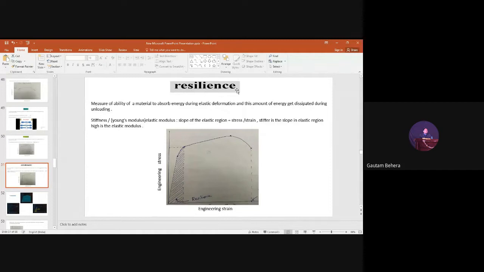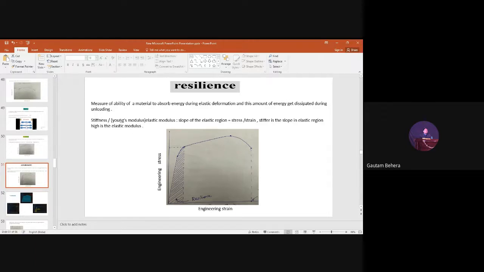Similarly, another important property is resilience. Resilience is the area under this curve. This is your yield strength or yield point, right? From here, this area is called resilience, the measure of the ability of a material to absorb energy during elastic deformation, right? And this amount of energy gets dissipated during unloading, right? The moment you unload, this amount of energy will get dissipated.